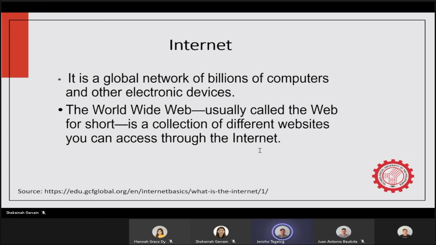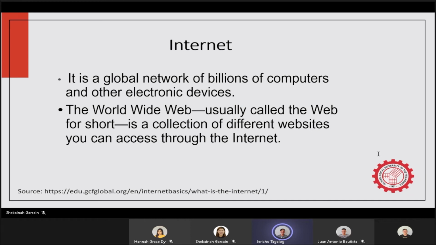Internet. It is a global network of billions of computers and other electronic devices. The World Wide Web, usually called the web for short, is a collection of different websites you can access through the internet. Ang internet naman daw is globally connected, or billions of computers that are globally connected into a network.